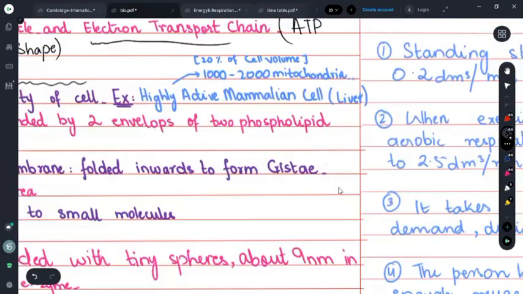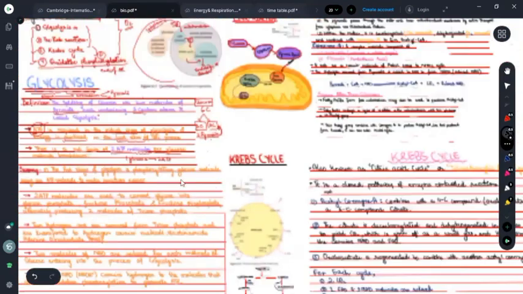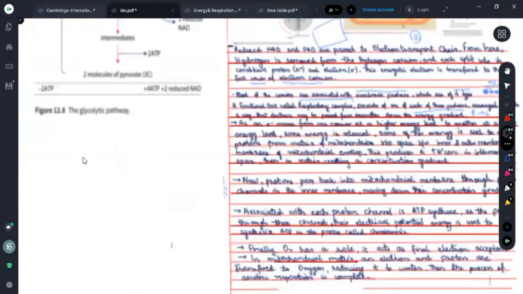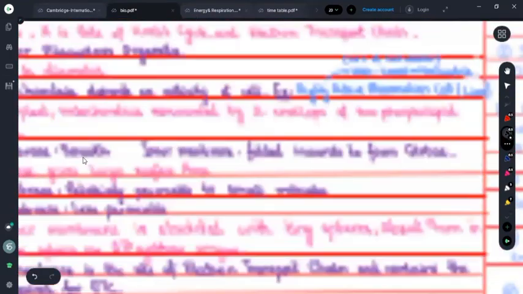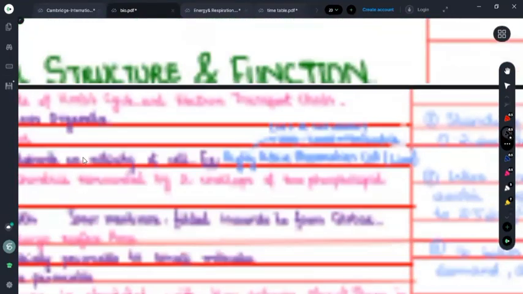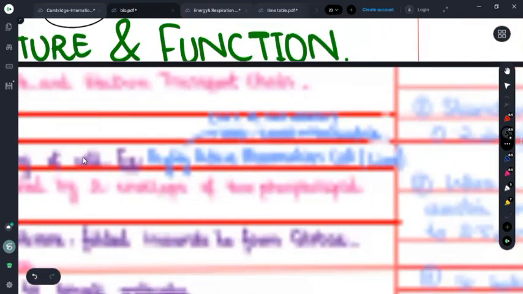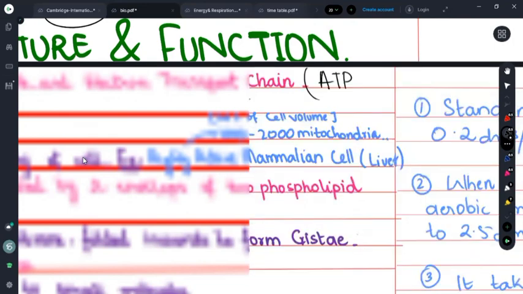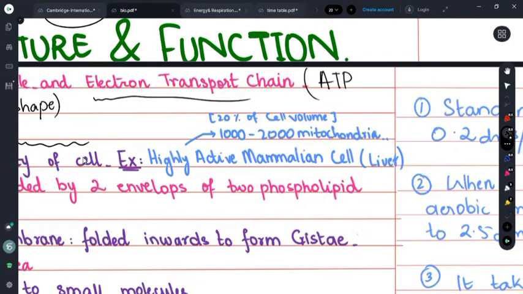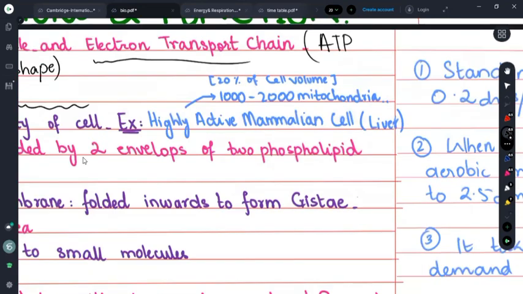An example of it is highly active mammalian cells, which is liver cells. Liver cells are highly active. They work constantly to remove toxic substances from your body, as well as they perform the function of glucose storage and much more, such as formation of vitamins, fat-soluble vitamins. So the liver cells continuously do work.